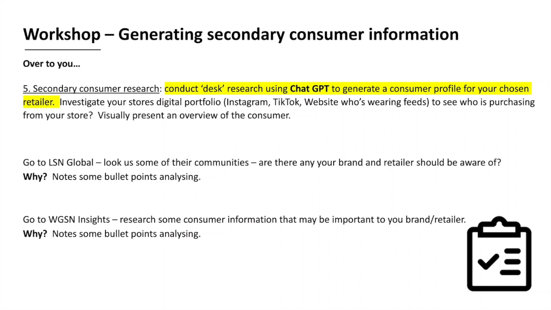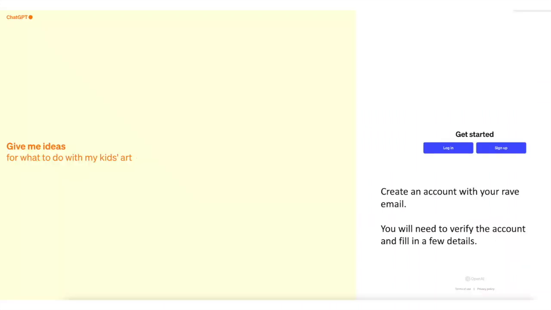In class, we will look at LSN Global, where you can look at some different communities and see if any of those are relevant to your brand, and make some bullet points and analysis. We'll also introduce you to WGSN Insights, where you can research some consumer information that may be important or relevant to your brand and retailer, and note down some points here too.